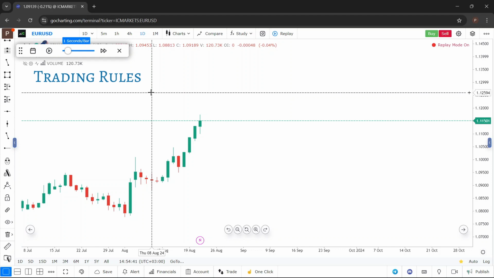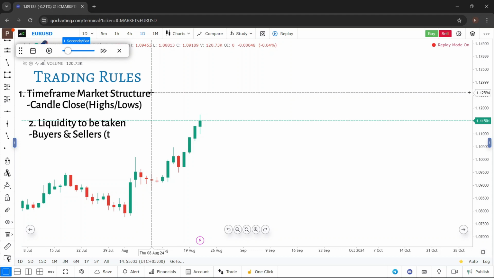The first rule is the higher time frame market structure. I look for the higher time frame market structure. I'm talking about the high and the low to be taken out, and not just be taken out, the candle has to close above or below it. After that, I look for liquidity. By liquidity, I'm talking about are the buyers and the sellers being taken out? That is very important to us on the higher time frame.